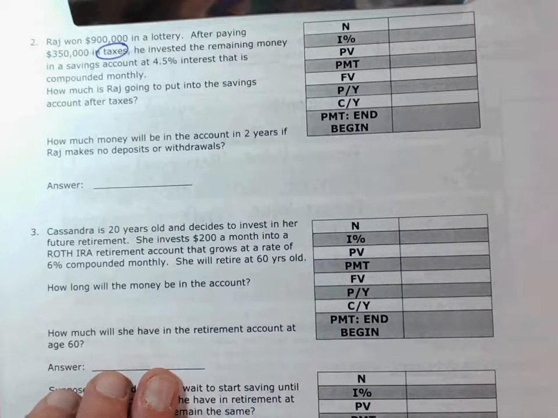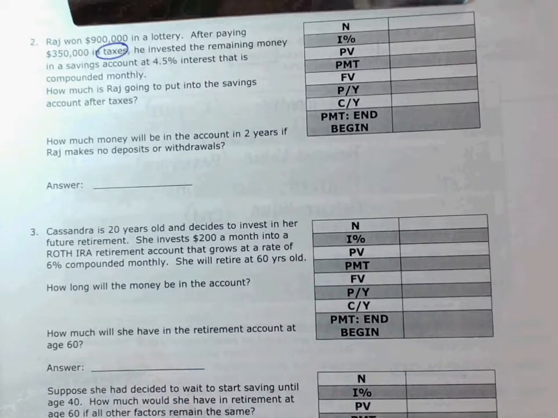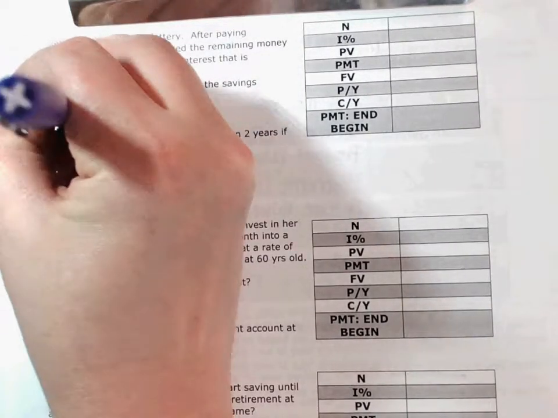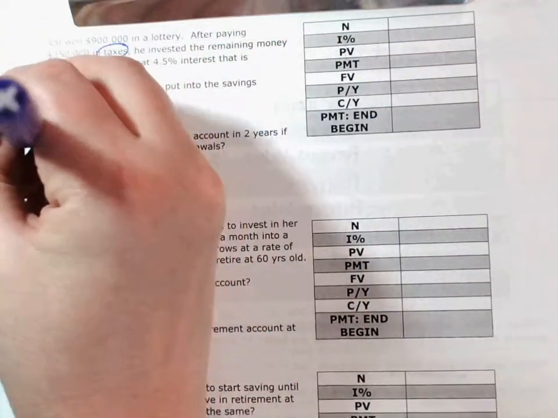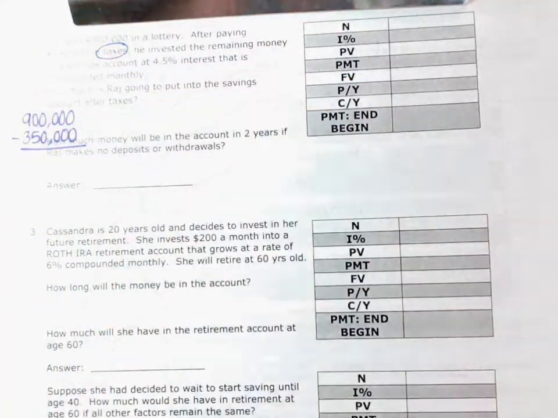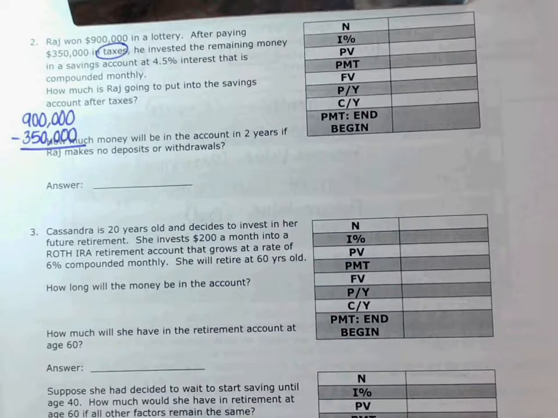Now, what do you do with tax? Add or subtract? Subtract if you're going to put it in savings. So I'm going to do $900,000, and I'm going to have to minus the $350,000 that he loses for his taxes. And then out of what's left over, that's what he's going to put into the account.